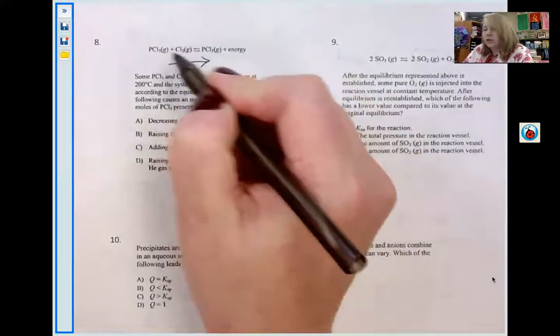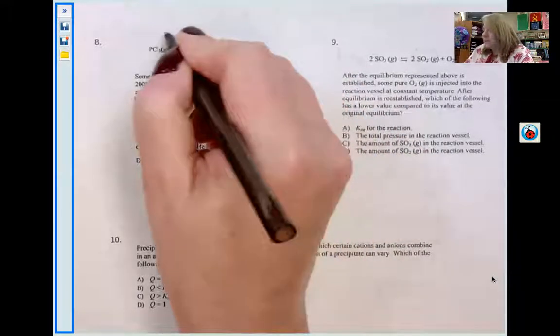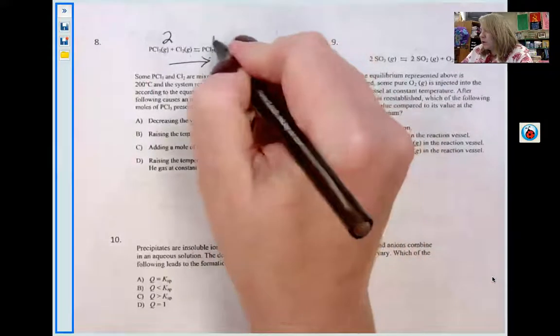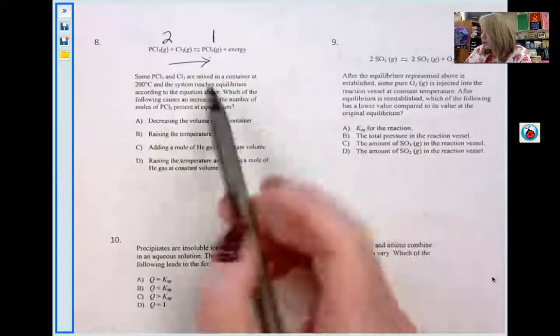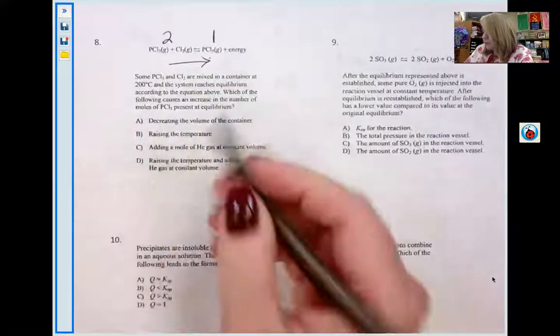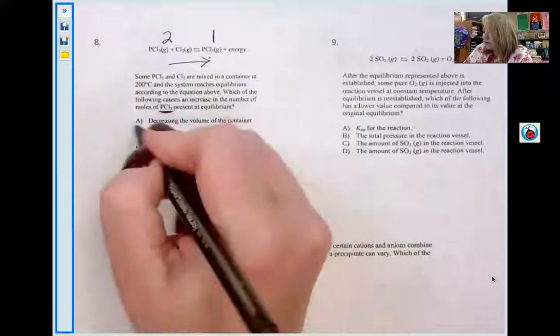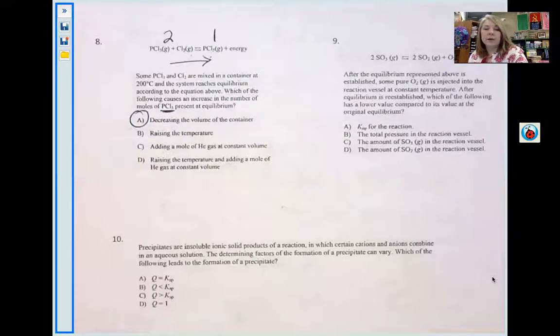You've got 2 moles of gas on this side, and on this side you only have 1 mole of gas. When you decrease the volume, you're squeezing the container, right? So you're squishing it. And so which side doesn't need as much room? That's right, the side with PCl5 doesn't need as much room. So we want to push it to that side because we're trying to produce more PCl5. So A would be the correct answer on that one.